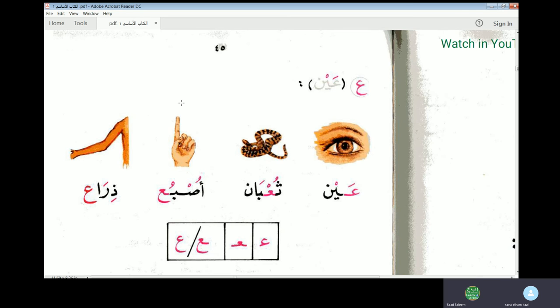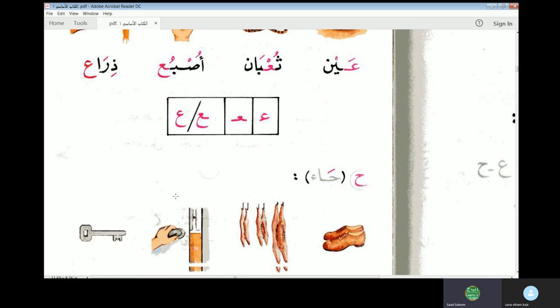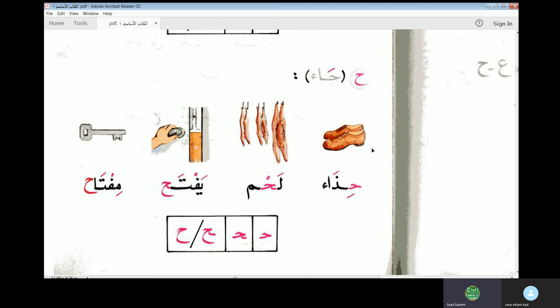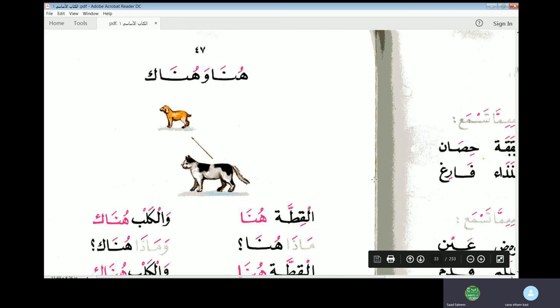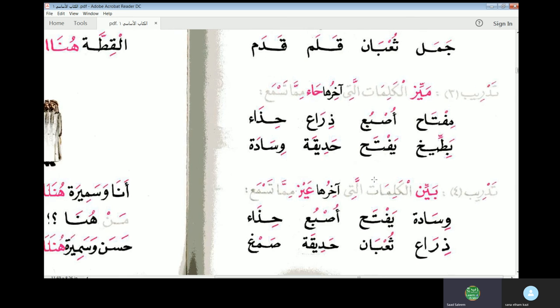We also say week. It has a different spelling: alif, seen, ba. The spellings are different. Ziraun is arm. Lahm is meat. Yafta is he opens. And Mifta is a key. Mayyaz means distinguish. We'll skip all these four exercises.